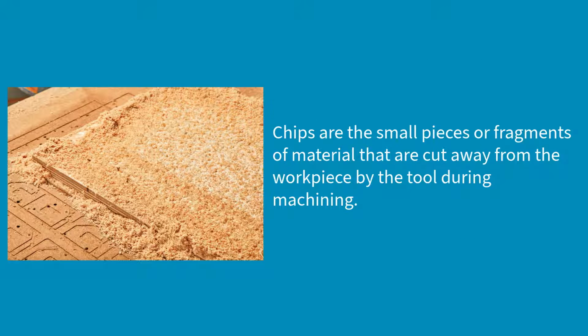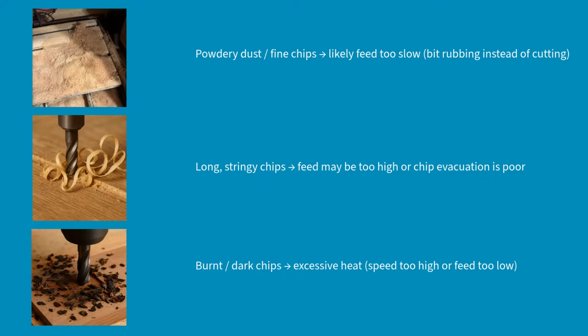So the first thing we're going to talk about are chips. Chips are small pieces or fragments of material that are cut away from the workpiece by the tool during machining. And so essentially, as your machine is cutting through your material, it's creating chips. Chips are one of the main ways that we can identify if there's a problem with maybe our cut settings. And there's three ways to help identify that.